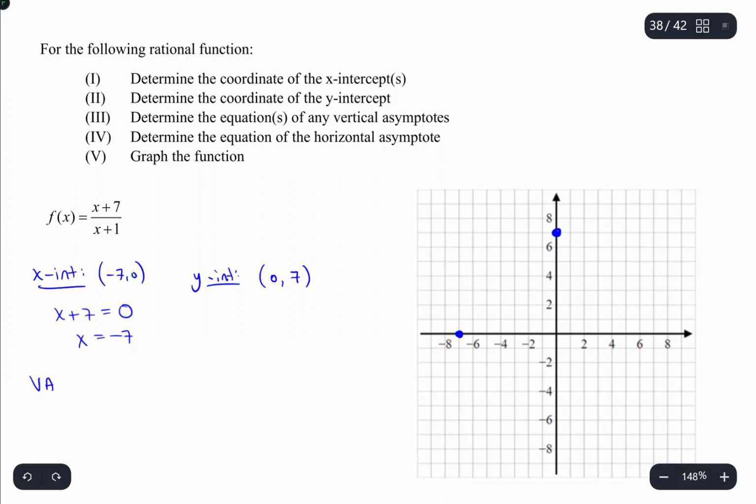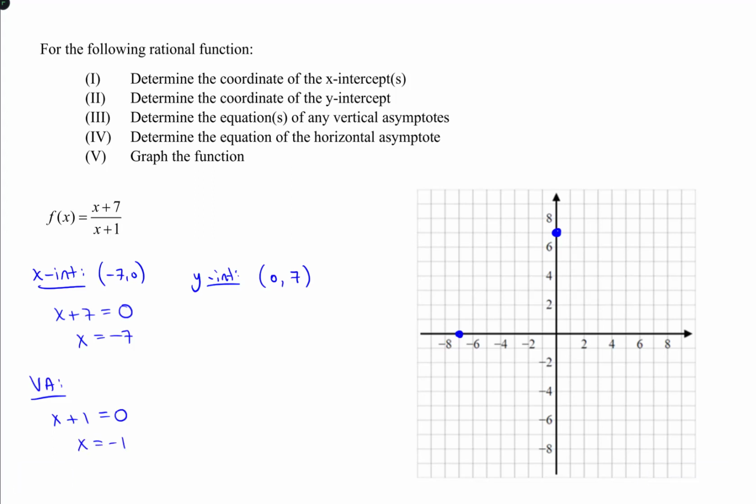All right, vertical asymptotes. These are very similar to x-intercepts in that we're looking for zeros of the denominator. So we just set the denominator to 0 and we get x equals -1. And we don't have to write this as a point because it actually is a line here, but we draw it in as a dashed line.